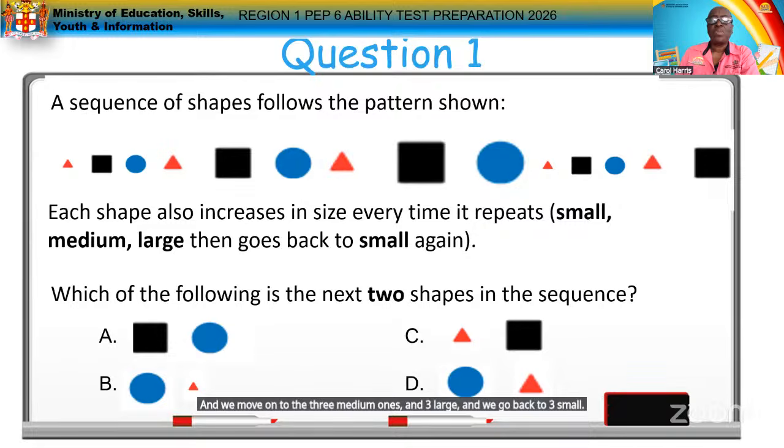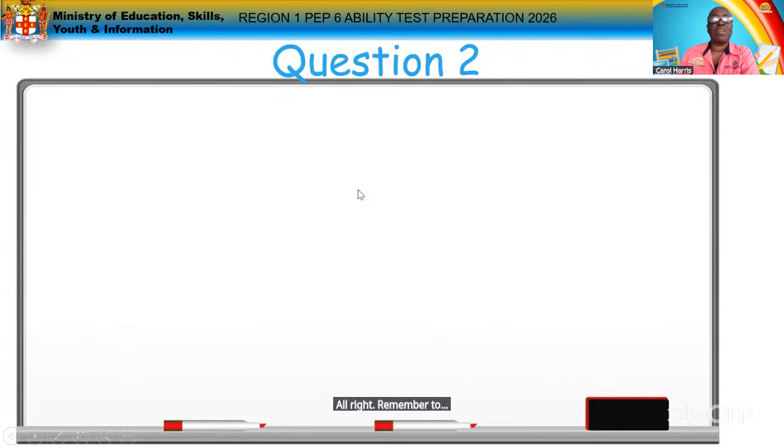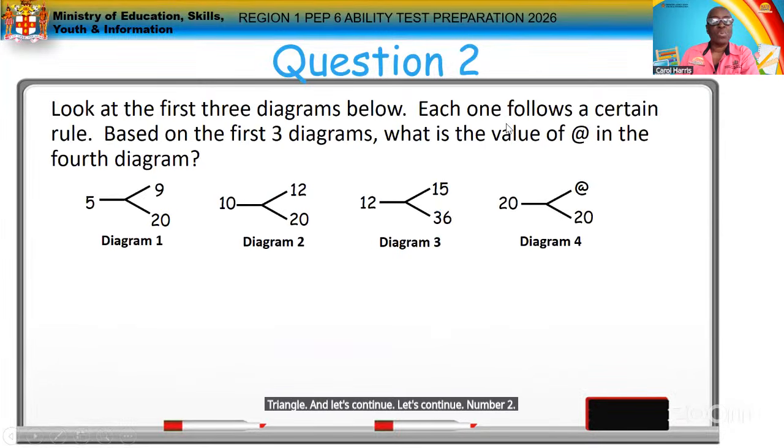All right. So our next one, the next one will be a medium circle, then a large triangle. Okay, let's continue. Number 2. We have another pattern here.